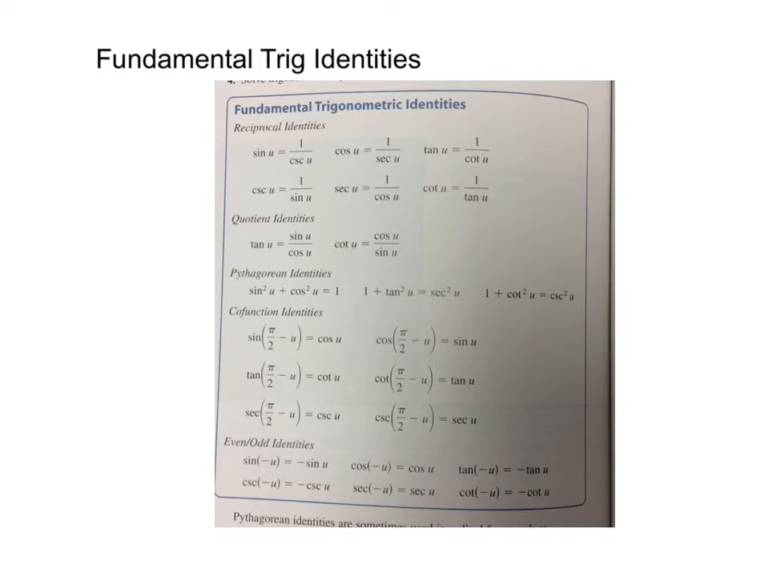Okay, so we recall the reciprocal functions: sine and cosecant, cosine and secant, tangent and cotangent, and these functions are all reciprocals of each other. We also have the quotient identities, so tangent is sine over cosine, cotangent is cosine over sine. We have our Pythagorean identities, our cofunction identities, and our even and odd identities. Now, the ones that we most frequently use are the Pythagorean identities and the quotient identities, and then these reciprocal identities. We don't really use the cofunction ones so often, and every so often we use the even and odd ones as well.